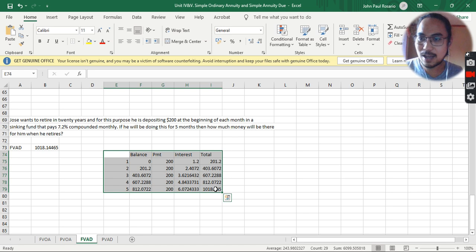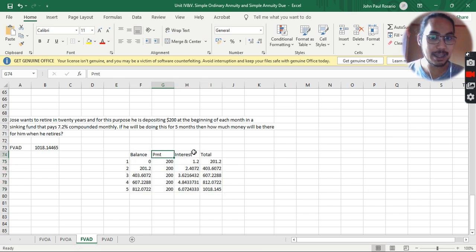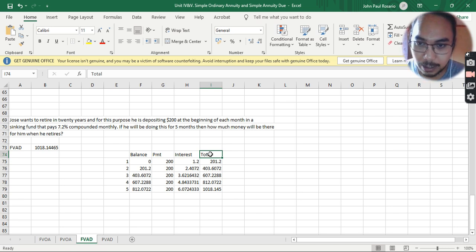So here, Jose wants to retire in 20 years, and for this purpose, let's just assume 5 months para we can look at the progress. Parang we can track the change in our future value without doing the very long na table. So here you have your balance, your payment, your interest, and your total.